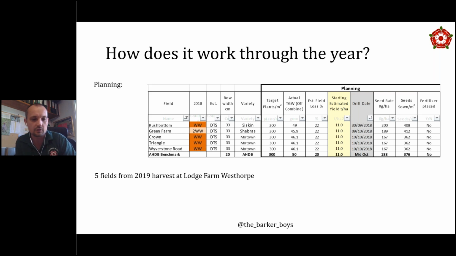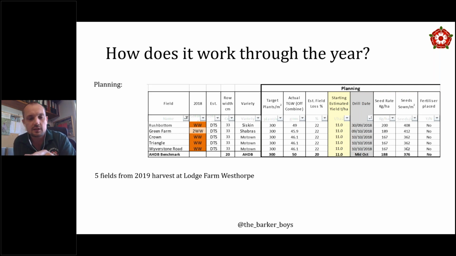I've only picked 5 fields from the 2019 harvest, and from this we can follow them through all the counts I did last year and see how closely we get. In the planning stage, we're looking at 300 plants and the 1,000 grain weight. That's the 1,000 grain weight off the combine because this was done last year, but at drilling I would have used the 1,000 grain weight of the seed being planted. Then I've changed that for the actual that came off the combine, to make things so much more accurate.